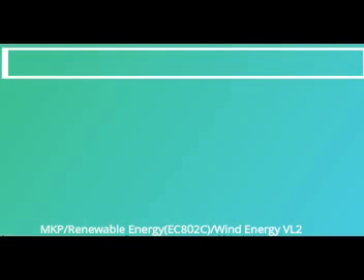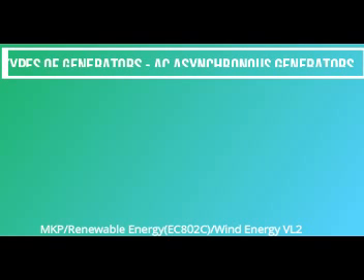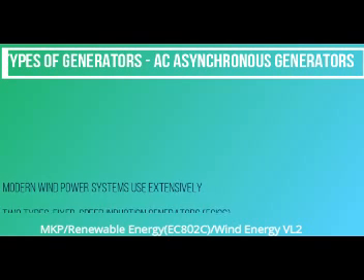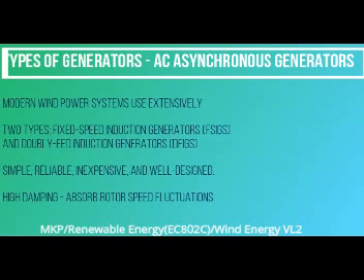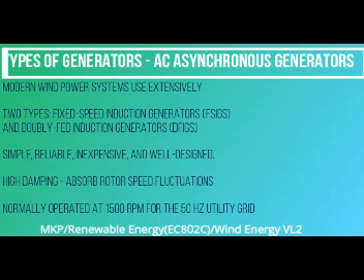Now is the time to talk about AC asynchronous generators. While the traditional way of power generation uses synchronous generators, modern wind power systems use induction machines extensively in wind turbine applications. The induction generators are classified into two types. Firstly, the fixed speed induction generators, that is FSIGs, with squirrel cage rotors, and doubly fed induction generators or DFIGs with wound rotors. Generally, induction generators are simple, reliable, inexpensive, and well designed.